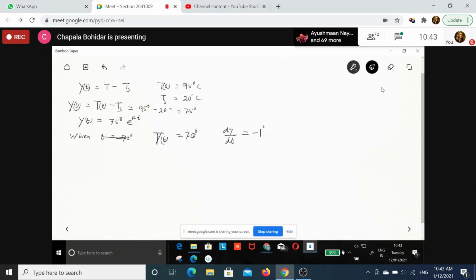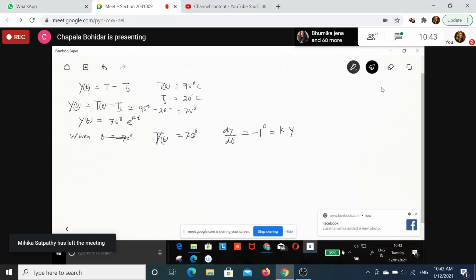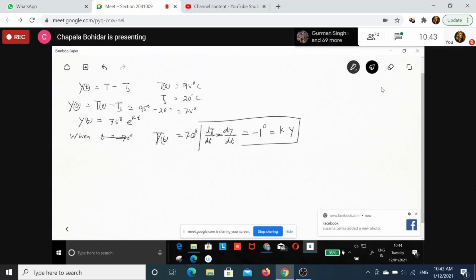So it is equal to ky. We know our formula dy by dt is equal to ky. We know or not? This is equal to your dT by dt, or not? I can write down like this. All of you clear? Already I discussed dT by dt is equal to dy by dt, which is equal to minus 1 degree. That value is our ky.